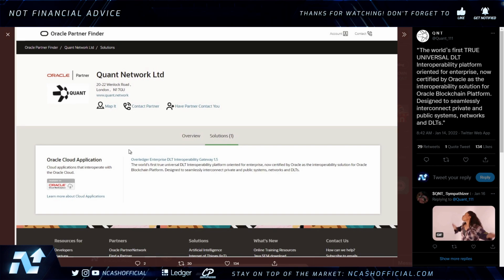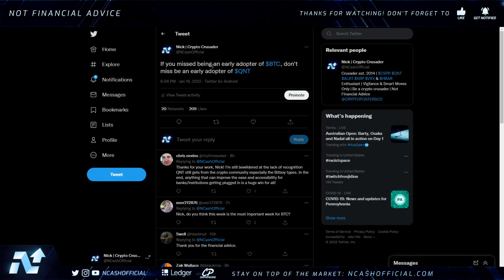This is the massive solution from the Oracle Partner Finder. This is a gem. This is easily the biggest use case in crypto currently. Being able to have the solution that almost nearly every financial institution, bank, and even overall enterprise is going to be looking at. And of course, this is why I said, if you miss being an early adopter of Bitcoin, don't miss being an early adopter of QNT, because I really do think that this is going to be a massive gem long term. I need you to all understand that even short term, yes, there's gains to be made. I'm just saying in general, QNT's macro viewpoints are absolutely ridiculous in terms of the upside potential here.